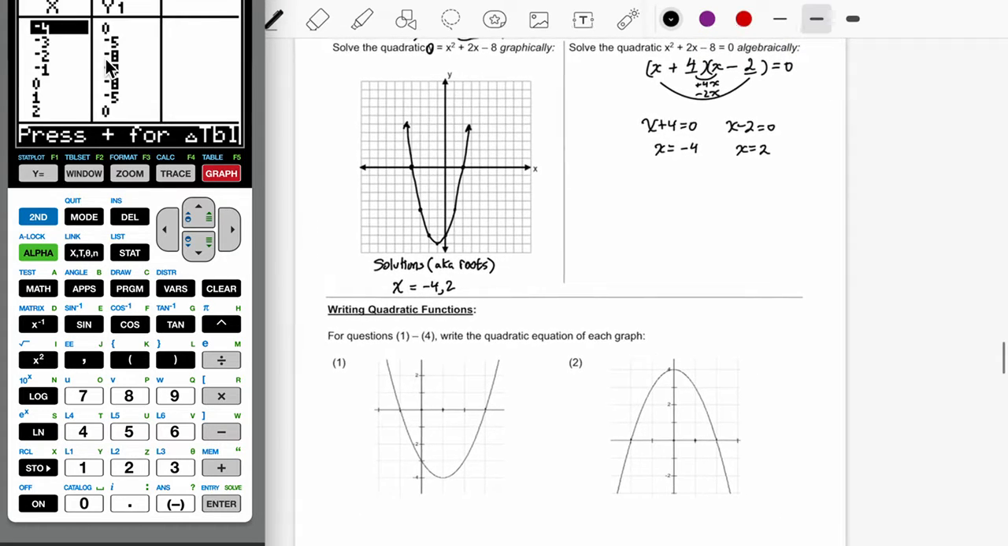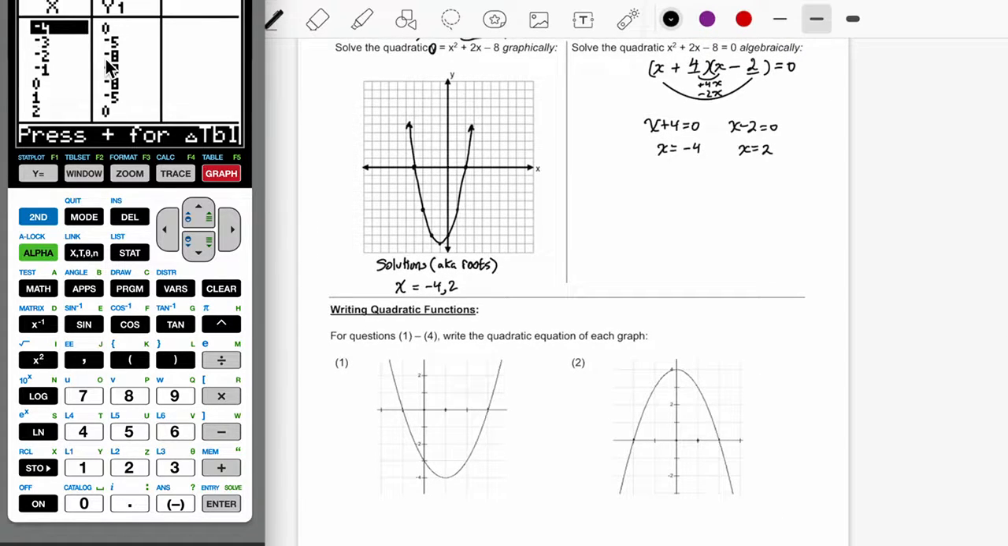Now, when it comes to actually creating the graph, we did this in the last part of the unit, but we also did it in the project. Writing the equation is very doable if you know the vertex and the y-intercept. But it's much easier if you know the x-intercepts. All right?